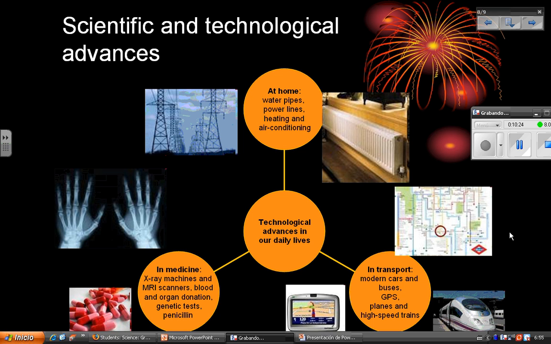Finally, we talked about advances in transport. We talked about modern cars and buses that allow us to get around easily and efficiently. We talked about GPS, or global positioning systems, which make finding directions and getting from place to place easier. And we also talked about airplanes and high-speed trains like the AVE that make travel between faraway places quick and easy.